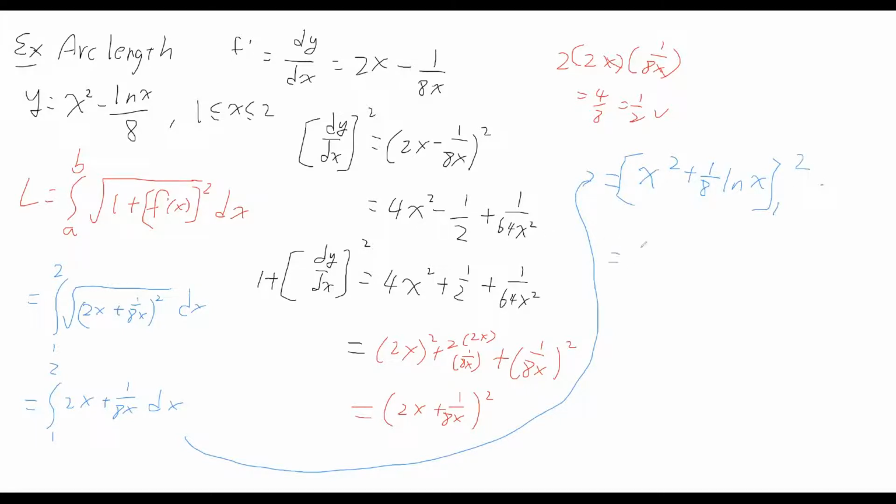Let's see what we have. All right, so 1 plus 0 minus, oops, not 1, 4 plus ln of 2 over 8 minus 1 plus 0, right? So what does that give us? 4 minus 1, so 3 plus ln 2 over 8, right? And that's it. That's your arc length. Very straightforward, right? Just applying the formula. All right, and that'll be it for 6.3.